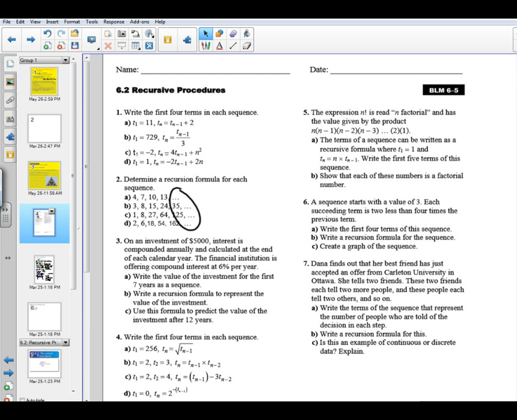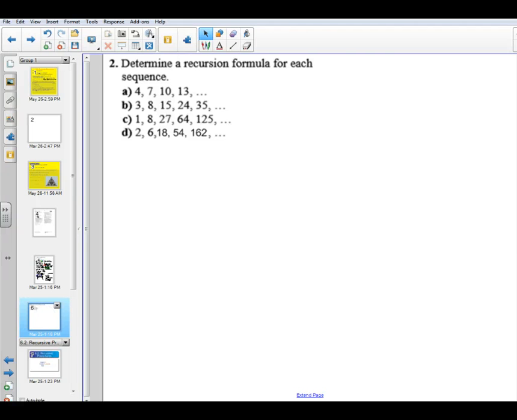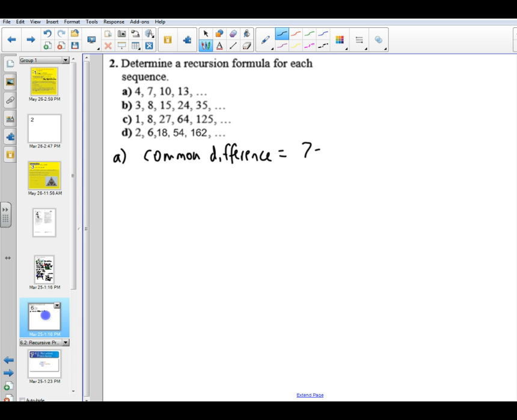So going back to question number 2, here's an example where, okay, we're given a sequence. We've got to work out the recursion formula. So let's have a look at some of these. Let's start with the first one. What we saw before is that for linear relations, the common difference can just be brought in to the recursive formula as a sum in this case.